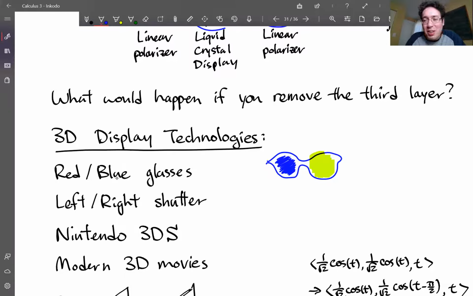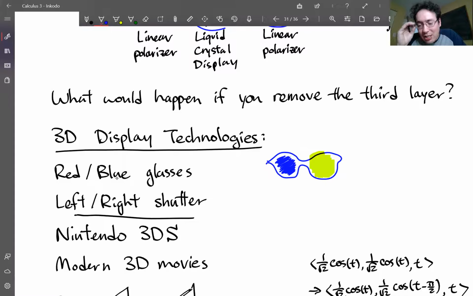Okay, so that's old technology. This gives you a headache because the color just isn't right. A similar idea: I've never used this version of a 3D technology, but you could have left and right shutter glasses.